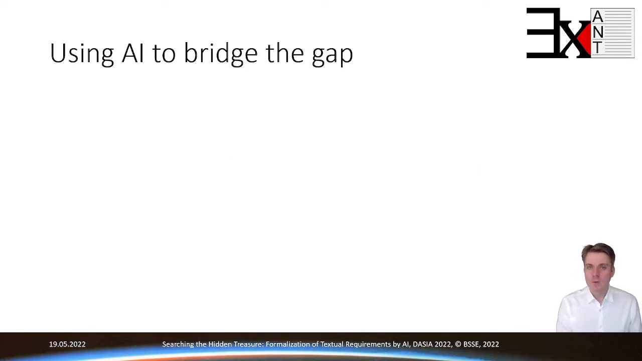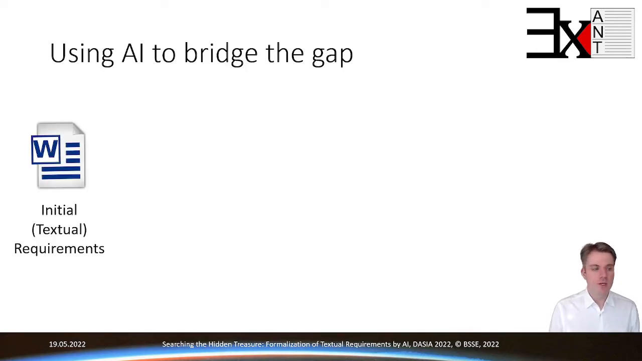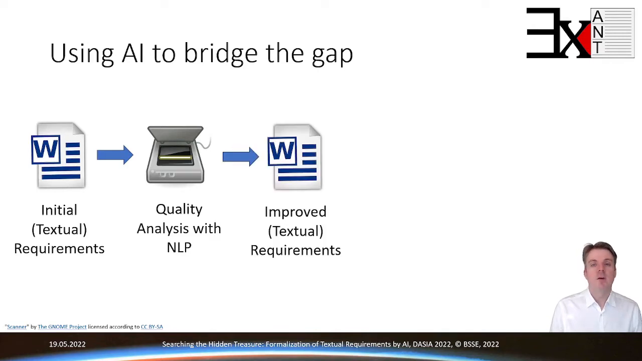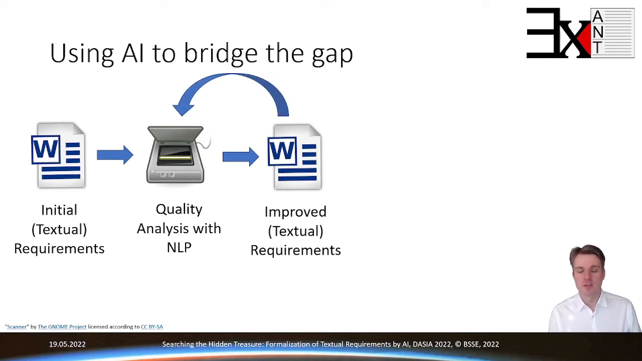So what we want to try at least is to use AI to bridge the gap. The basic principle here would be that we have our initial textual requirements and we send them to a quality analysis using natural language processing, or NLP for short. Based on the reports that we get from such a quality analysis, we would have improved textual requirements, and we could do this loop several times until we're satisfied.